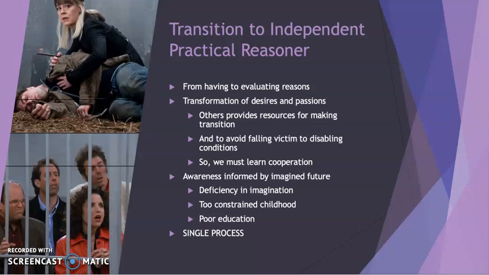Now, this is a single process, right? And I think we see that in the character of Harry Potter over the seven-book arc, where he transforms from being a dependent person to someone who becomes an independent practical reasoner so that he is able to step away from his desires at the end, which is to live, and allow himself to be sacrificed, trusting in Dumbledore that when Voldemort kills him, something good will come from that, right? And so that is the kind of transition that we need to look for in our everyday lives.